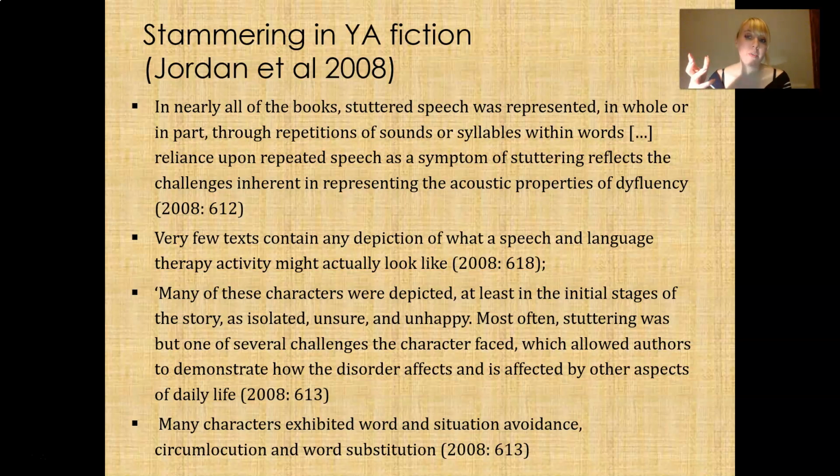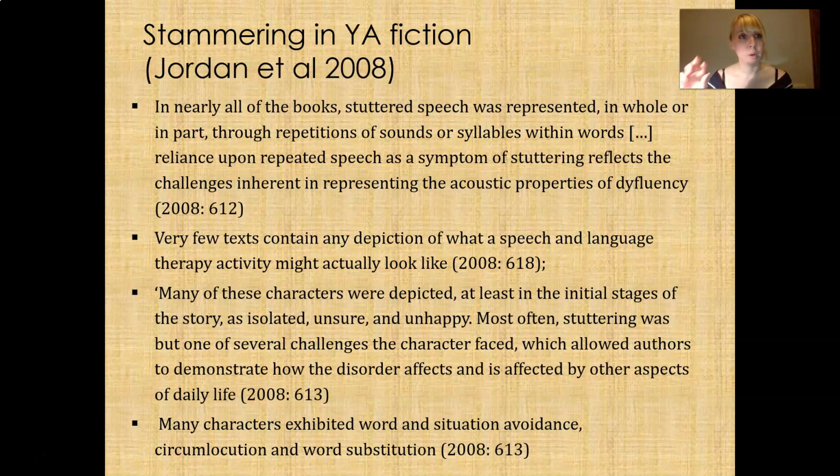So they found that very few texts contain any depiction of what speech and language therapy activity might actually look like. So often stammers are represented either as things that go away on their own, or things that are associated with traumatic events or stressful situations. But what's often not represented in these texts, even when they're texts where people recover from stammers, is a representation of what the medical interventions might look like.